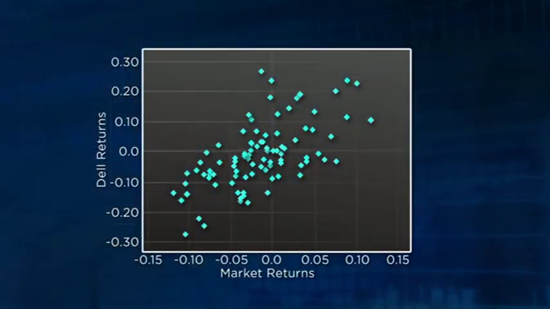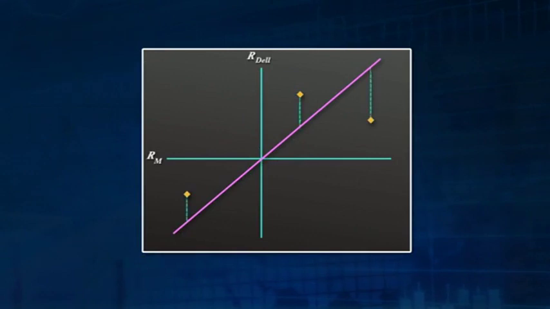Again, consider a plot of Dell against the market. Draw a line through the scatter. Then, for a particular observation of the market return, read up to the value of Dell that is on that line. This is the value predicted by the line that you drew. The error is the difference between the actual return for Dell for that observation and the predicted value for Dell that you got off the line.